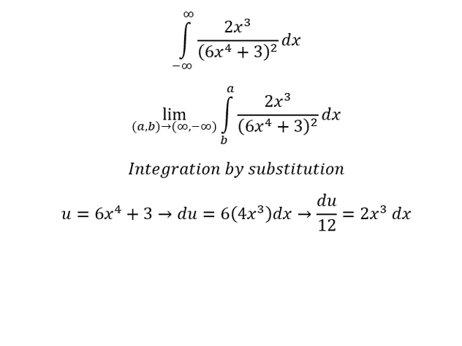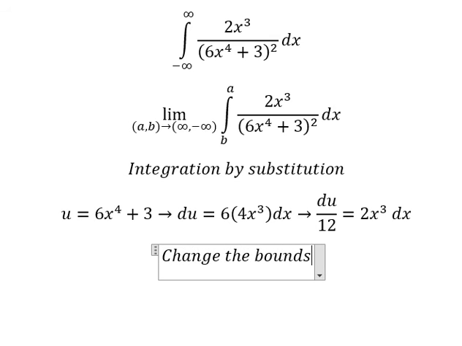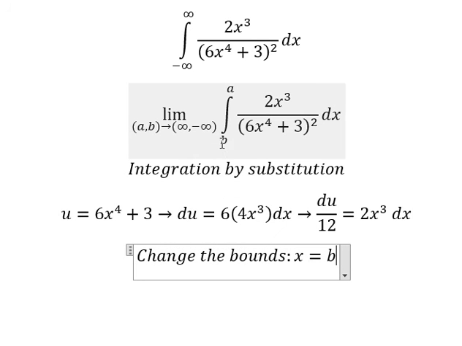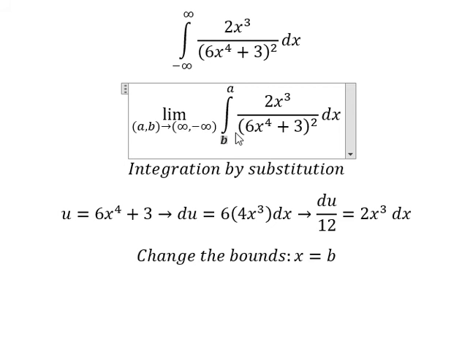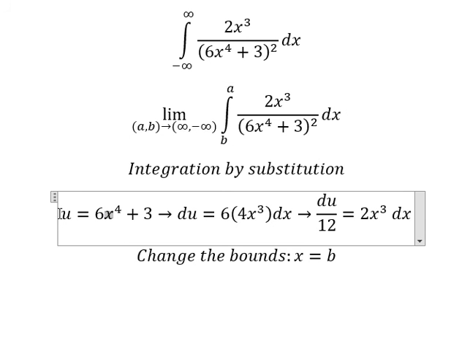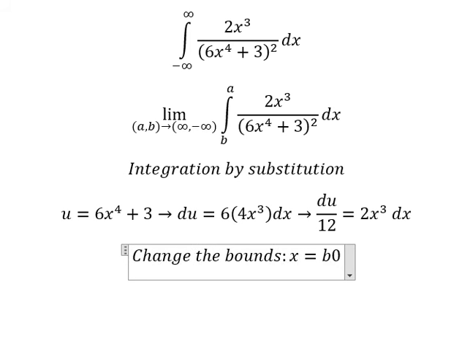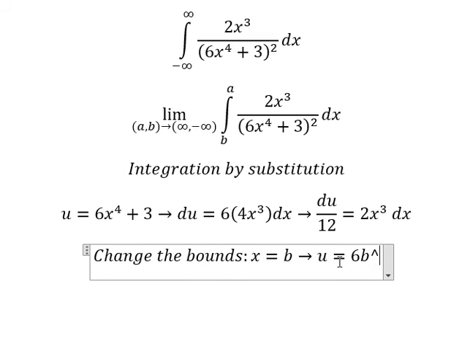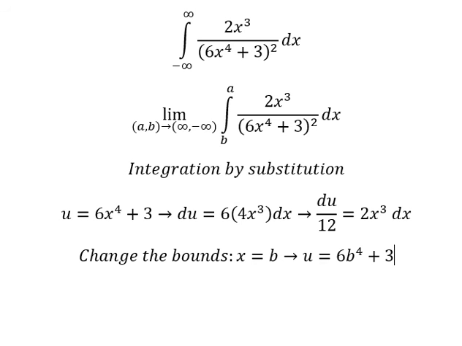Next, we need to change the bounds. When x equals b, that is in here, and we put the value of b here, and we can find the value of u. Now, if x equals a, we do the same.